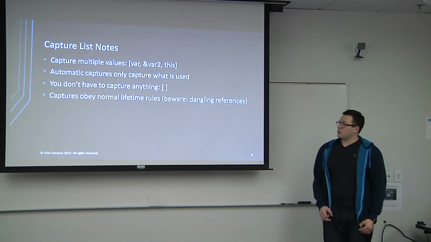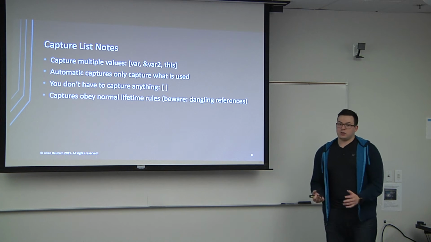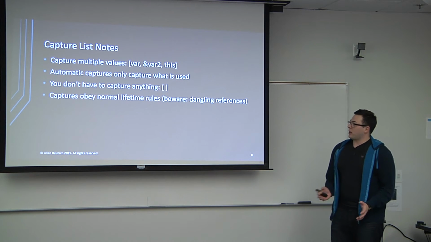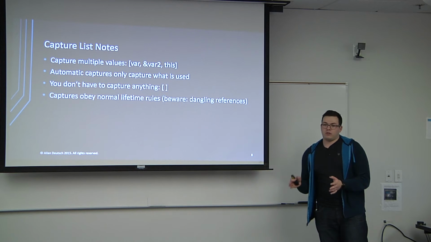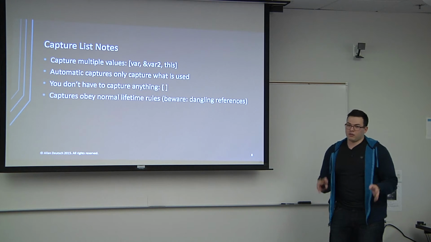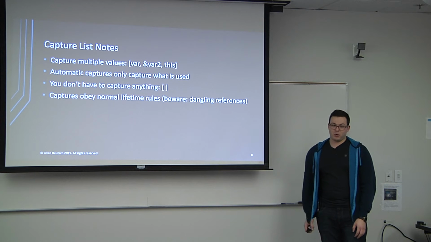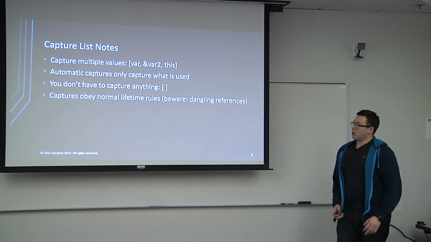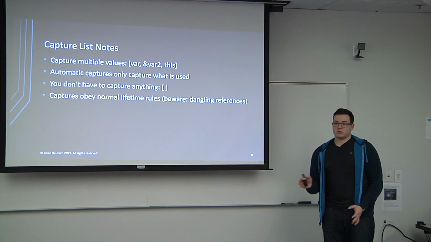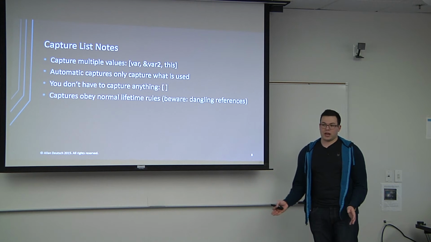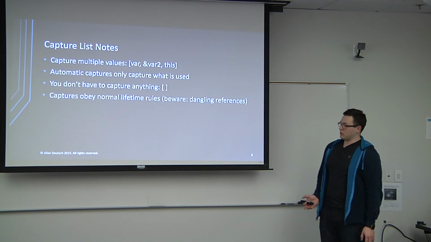So some notes about it: you can capture multiple values. You're not limited to one. The automatic captures only capture what is used. So if you have an equal sign, it's not going to just copy every value that's visible to it in scope at that point. So that's nice. You also don't have to capture anything. And there are some cool things you can do with lambdas that don't capture at all that you can't do with ones that do capture.